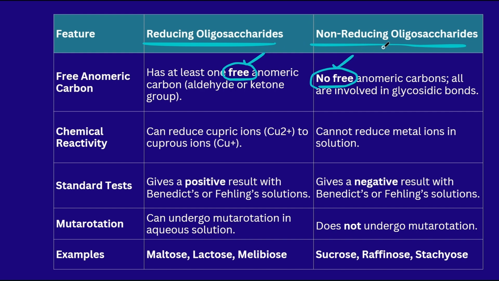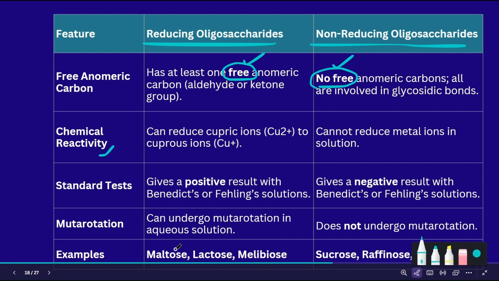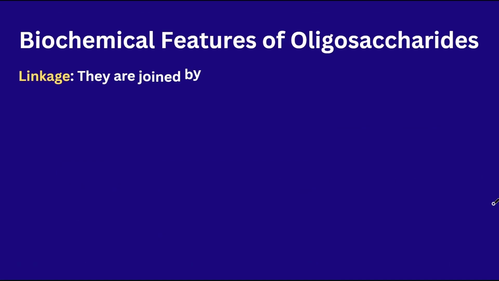Examples of the reducing oligosaccharides are maltose, lactose and melibiose, and the examples of the non-reducing are sucrose, raffinose and stachyose.